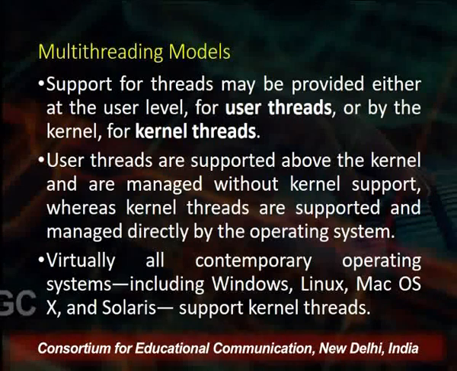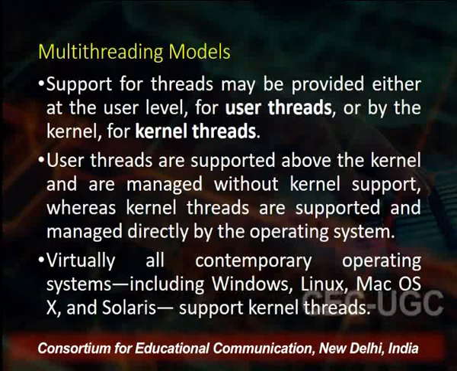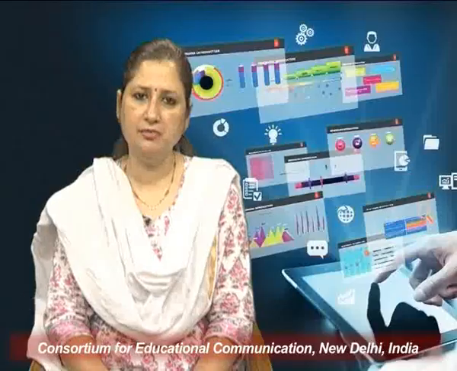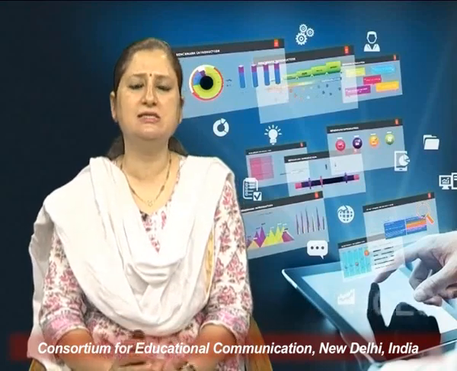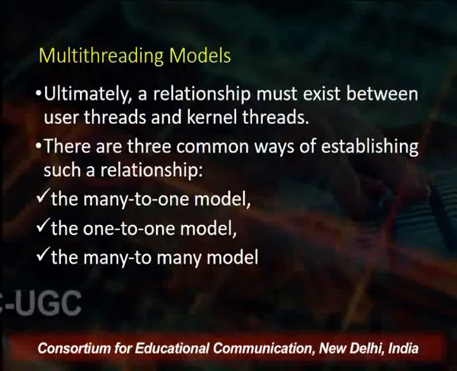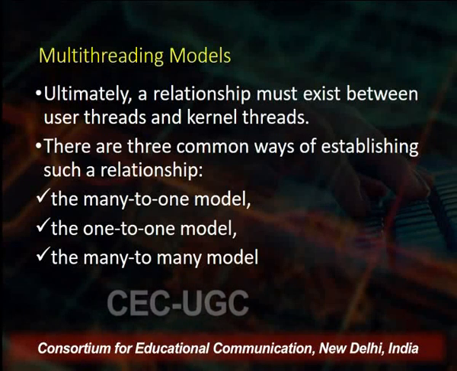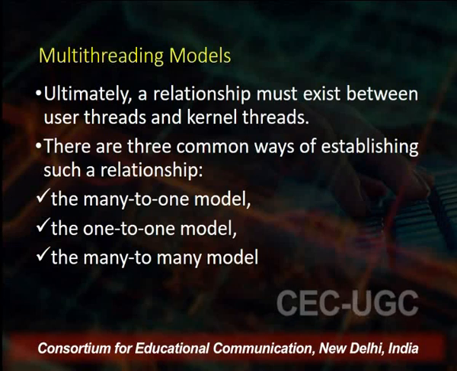Now user threads are supported above the kernel and managed without kernel support, whereas kernel threads are supported and managed directly by the operating system. So basically all contemporary operating systems like Windows, Linux, Mac, etc., now support kernel threads. Now in multi-threading, there can be a relationship between the user threads and the kernel thread. There are three common ways of establishing the relationship between the kernel and the user thread.